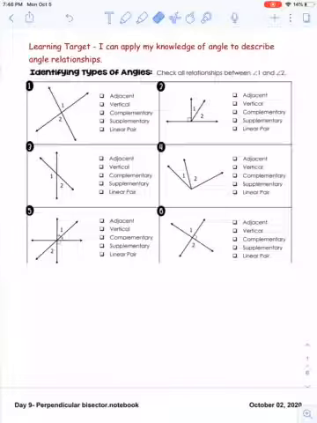Today's learning target is I can apply my knowledge of angle relations to describe angle relations. So I want you right now to pause me, and I want you to answer the do now questions.